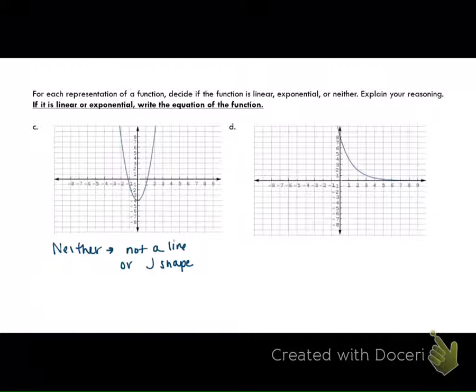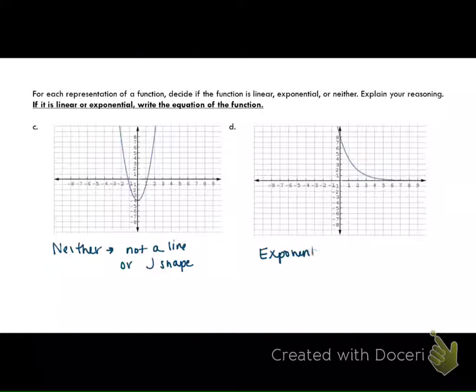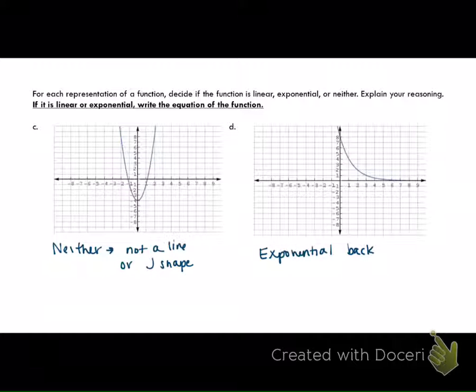Okay, linear, exponential, or neither for the last one there. Madison, linear, exponential, or neither? Exponential. And why is that? Backwards, J curve. So what does that mean? It's exponential growth or decay, Madison? You are right, it's decay.